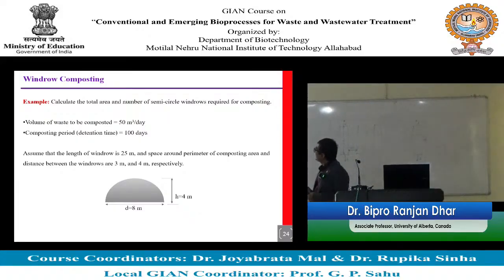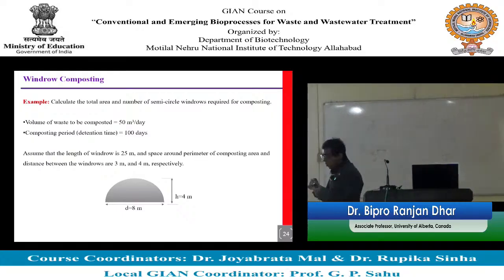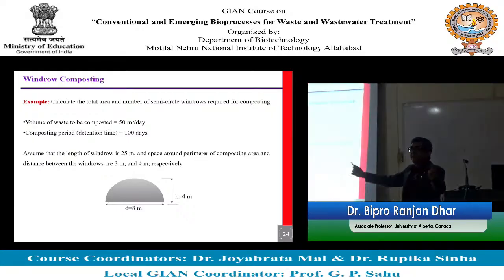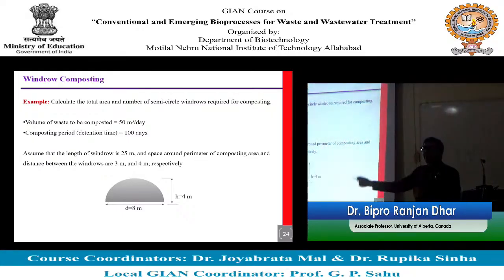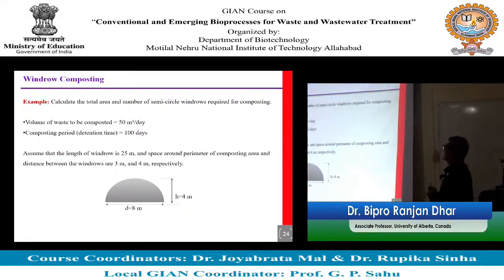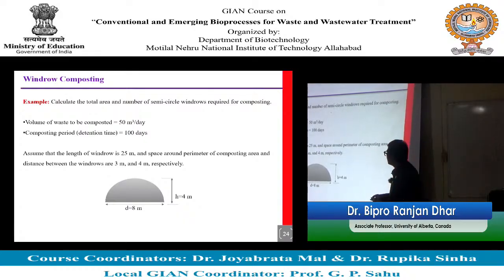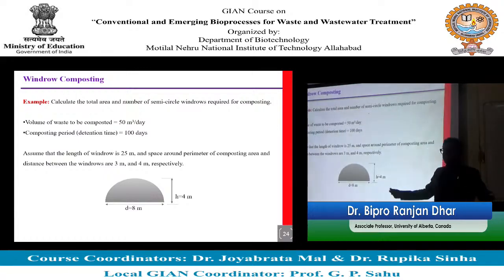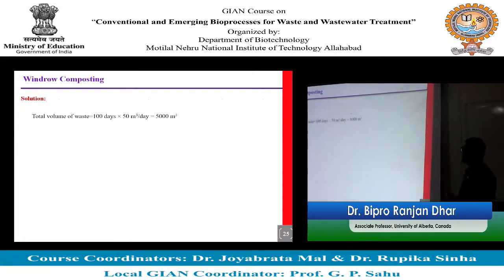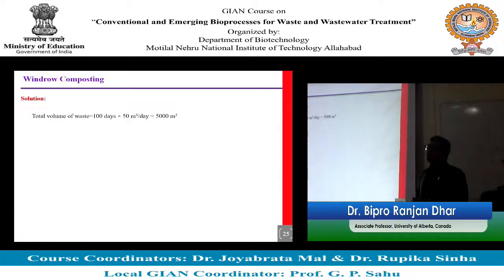So I want to estimate what is the total area that I need if I decide to go with windrow composting, and how many semicircle windrows we can have. And windrows can go up to 8 meter diameter. So now every day we are generating 30 meter cube of waste. So in 100 days we are going to have 5,000 meter cube.